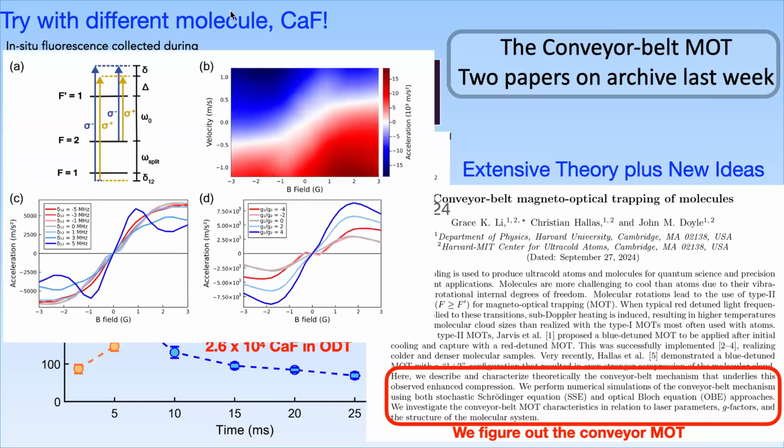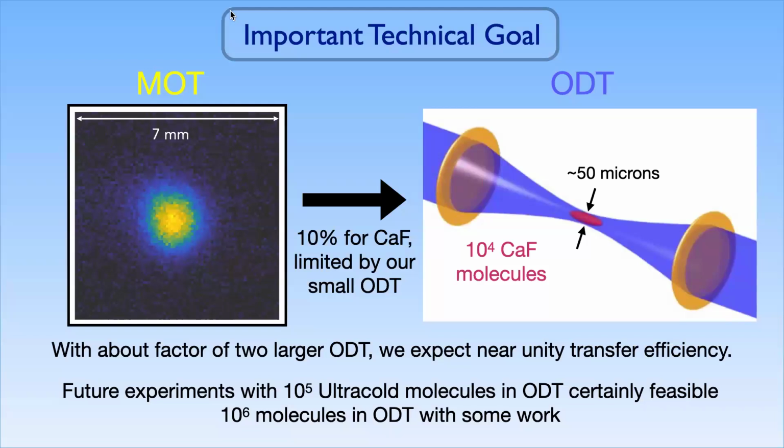And this is a typical plot. We tried some more complicated scenarios. You see some forces and accelerations that went into the paper. Right now, this is at 10% efficiency going from the MOT to the ODT, but it's limited by our small ODT. We didn't design the experiment to maximize it, and we're almost sure we can get this close to unity by using a bigger ODT. So part of my point is, if you have future experiments that are quoting 10 to the 5 or 10 to the 6 molecules into an ODT, you can believe it. I think we have the tools to do that now.